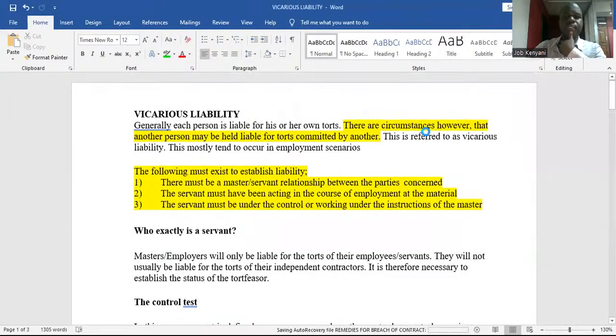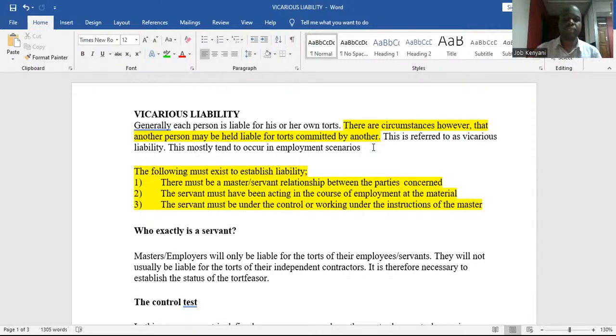So there are circumstances, however, that another person may be held liable for torts committed by another. This is referred to as vicarious liability. It mostly tends to occur in employment scenarios. Like that scenario in that question, you can see it's an employment kind of situation whereby they have employed the legal counsel, they have employed the director, they have employed the independent contractor.